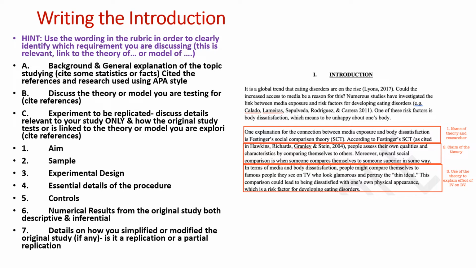And then what you're going to do finally, as you can see in the yellow book, is put details on how you simplified or modified the study. And a lot of you did do this. You did one part of experiment 1, and you're going to talk about it's a partial replication and what that looks like.